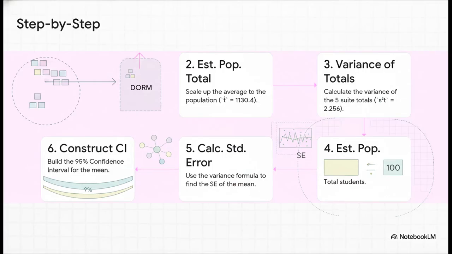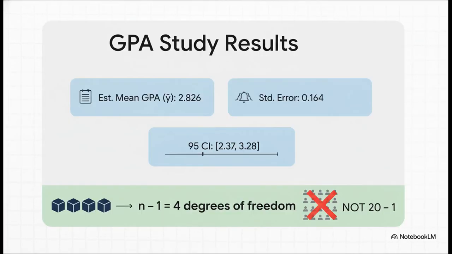Okay, so let's walk through it. First, we just take the average of our 5 suite totals. Easy enough. Then, we scale that up to guess the total GPA for the entire dorm. Next, we calculate our good old friend S squared T, the sample variance of those 5 totals. And once we have that, we can finally get our estimated mean GPA, figure out its standard error, and build ourselves a confidence interval. And here are the results. Our best guess for the average GPA in the dorm is 2.826, with a standard error of about 0.164.